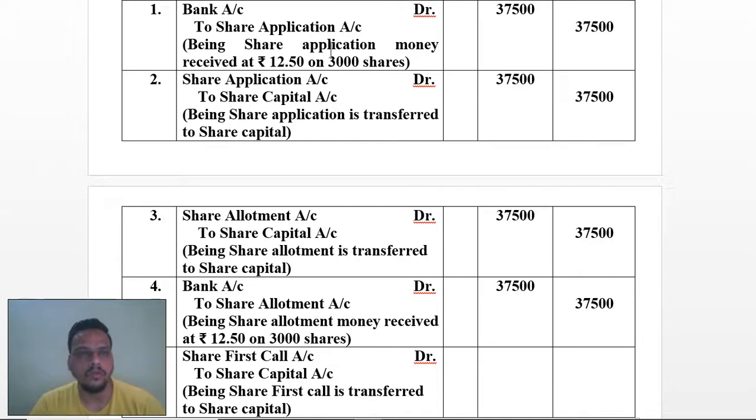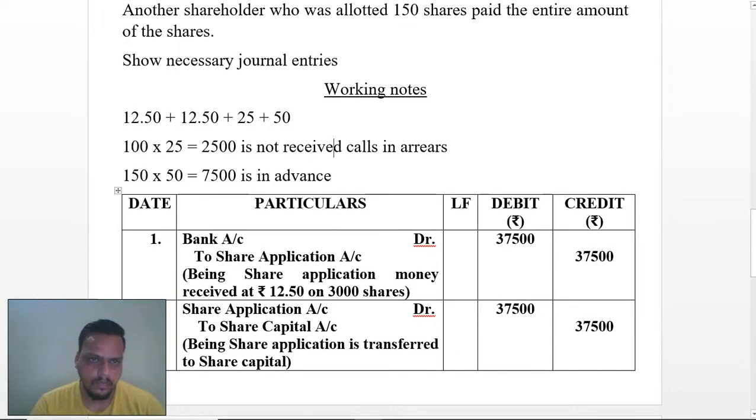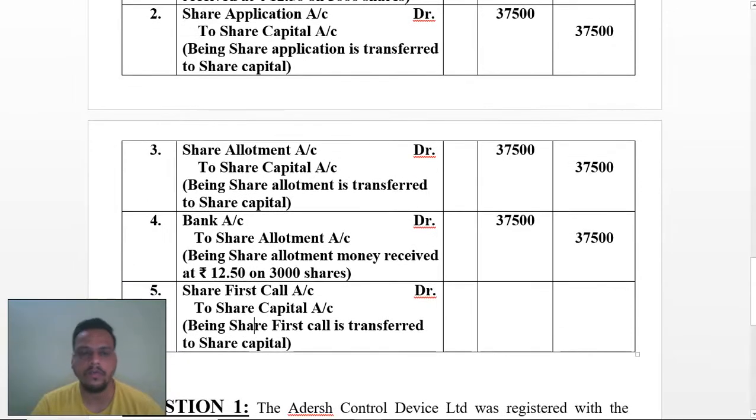What about the amount? Here you can see that 25 rupees has been asked. Okay, so 25 into 3 is equal to 75. So the amount will be 75,000, which has to be received on the first call.